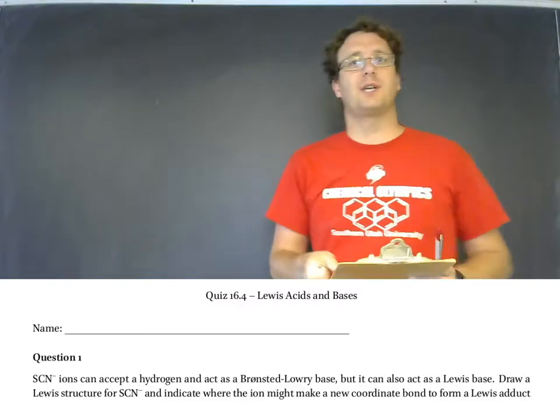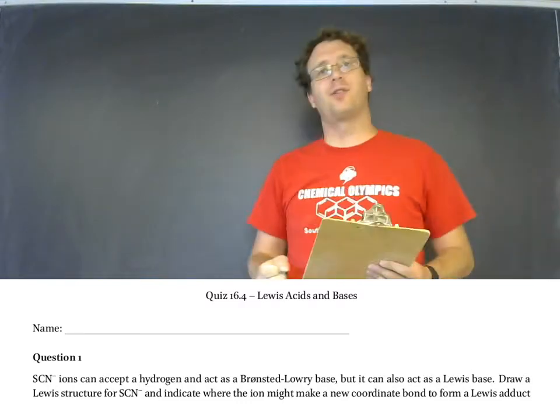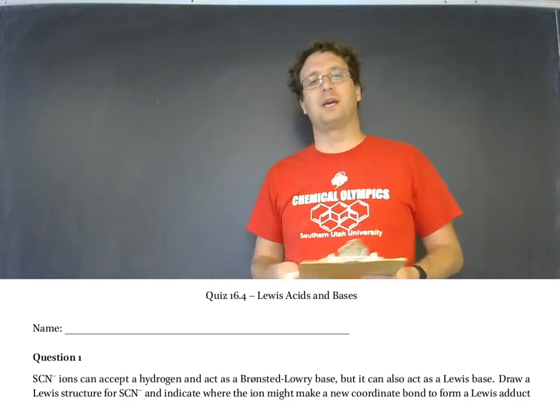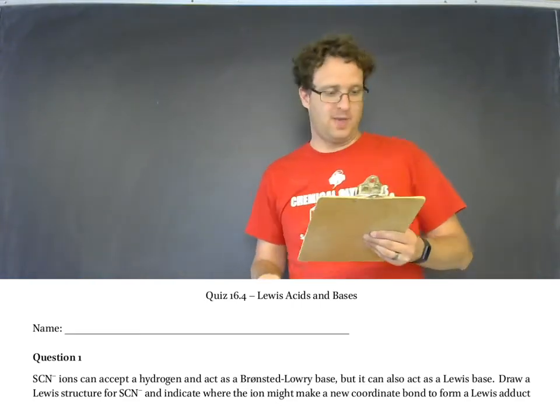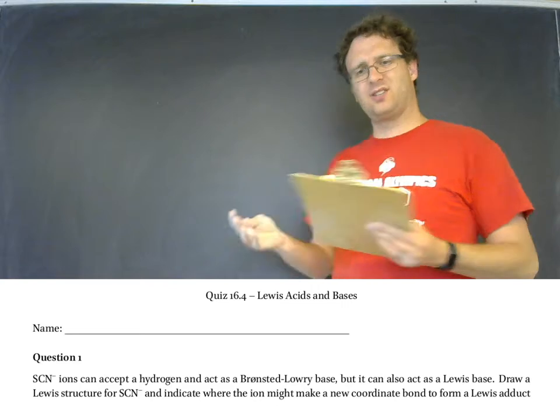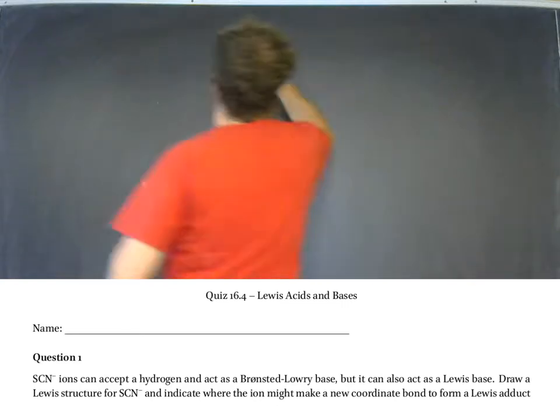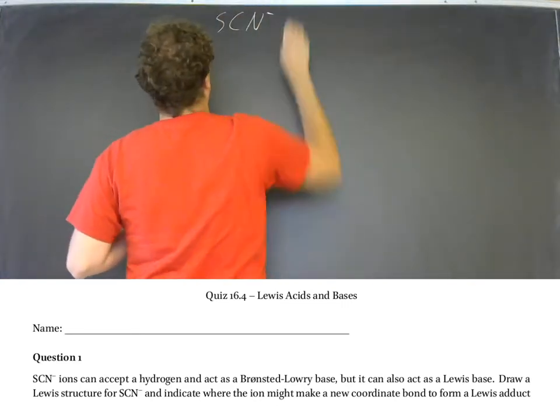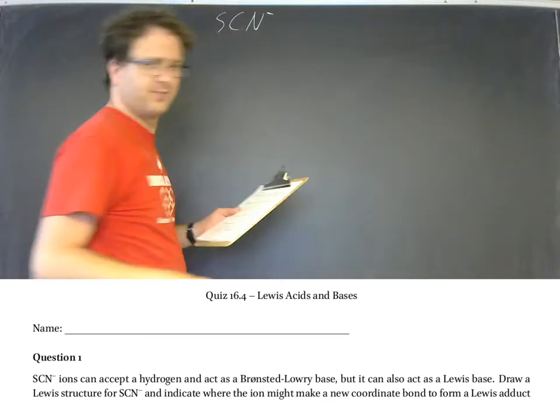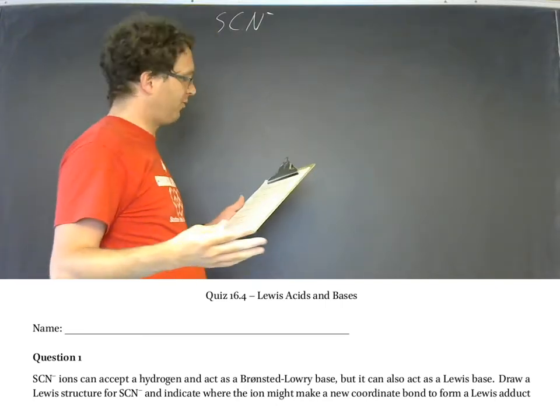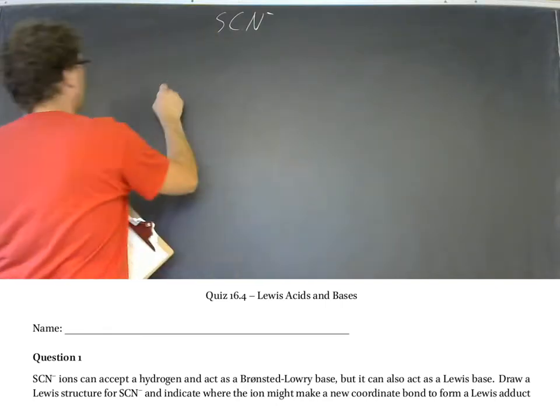Quiz 16.4 investigates our third model of acids and bases, the Lewis theory. And question 1 has to do with the thiocyanate ion, SCN minus. The Lewis structure for thiocyanate looks like this.